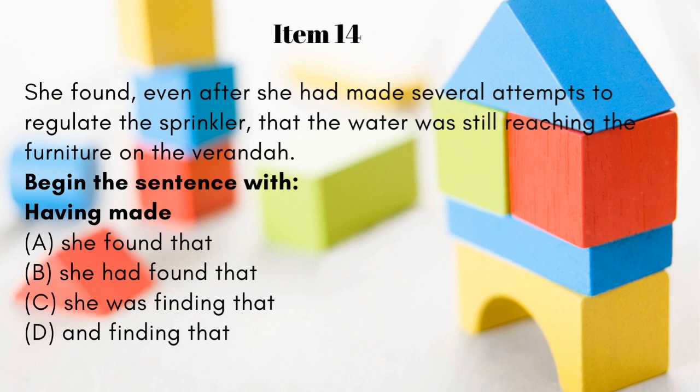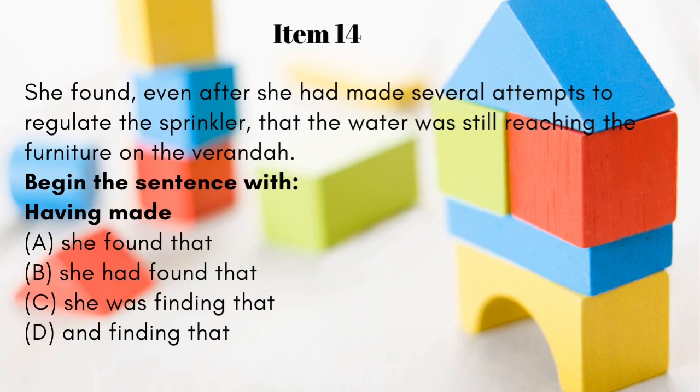We are required to begin the sentence with having made. So having made what? We need an object. So having made several attempts to regulate the sprinkler. So now we are going to need a subject who was regulating the sprinkler. In this case, the subject is she. We also need a verb phrase which is in the past tense.